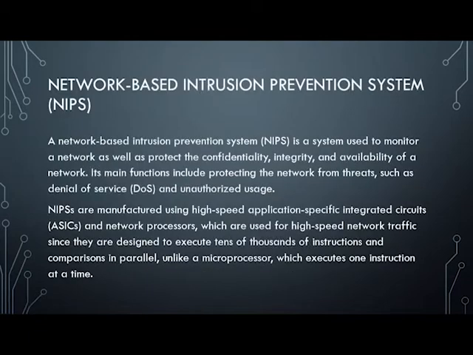So first is network-based intrusion prevention system. This type of system is used to monitor a network as well as protect the confidentiality, integrity, and availability of a network. Its main functions include protecting the network from threats such as DDoS attacks and unauthorized usage. The NIPS monitors the network for malicious activity or suspicious traffic by analyzing the protocol activity.